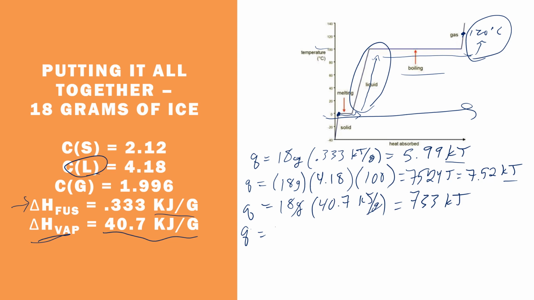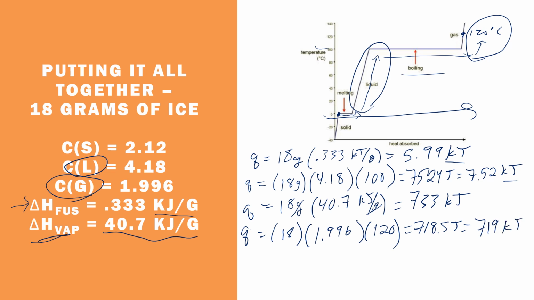The last section, I need to change the temperature of the gas, so I can use Q equals MC delta T. I have 18 grams. This time I want to use the heat capacity of the gas, so it's the 1.996. And the change in temperature there, I'm just trying to get it from 100 to 120, because that's the arbitrary number that I picked, so we're going to change it to a gas at 120 degrees. So when we multiply that, we get 718.5 joules, or 0.719 kilojoules.